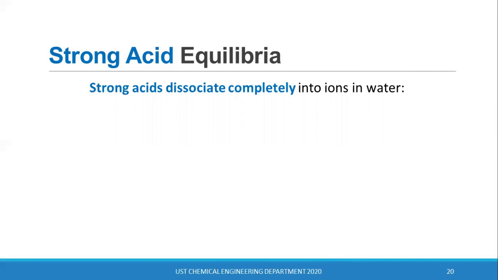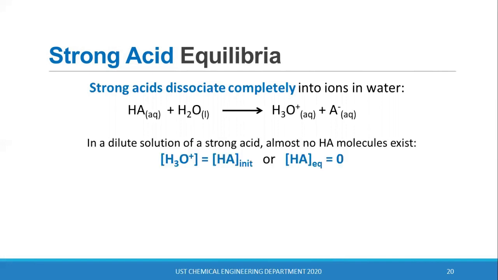Meaning, lahat naghihiwalay, walang natitirang magkasama pagka-reach ng equilibrium. So si HA ay totally magiging hydrogen and A- ions kapag na-reach na ang equilibrium. The equilibrium concentration of H plus is equal to the initial concentration of the strong acid, thus resulting to almost zero concentration of the acid in equilibrium.